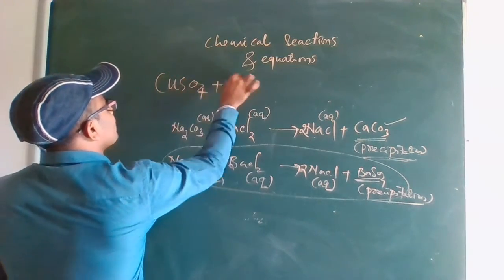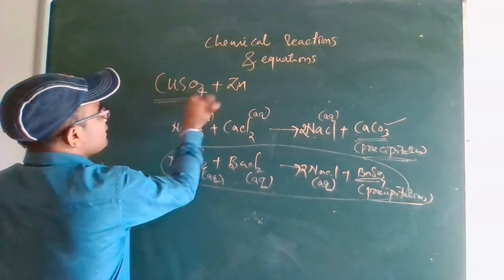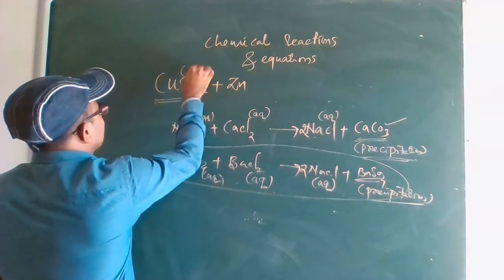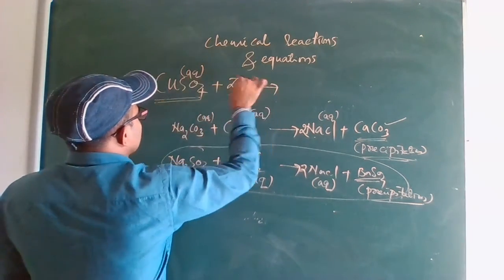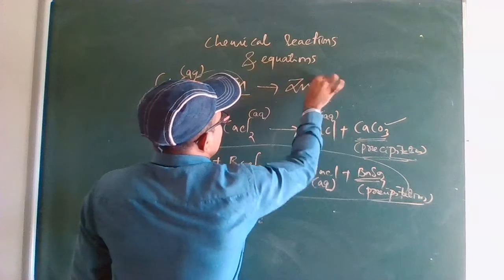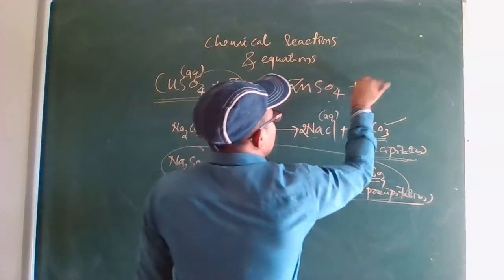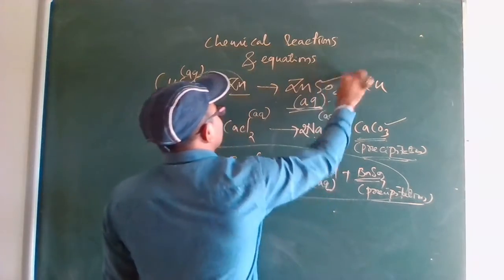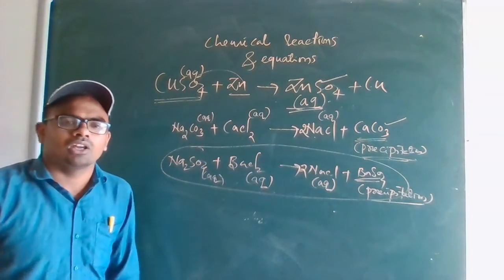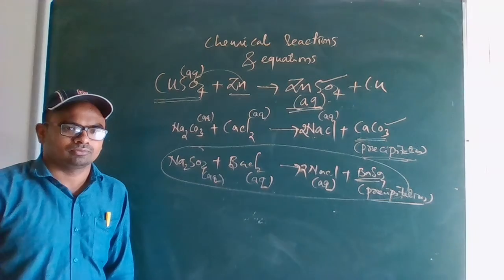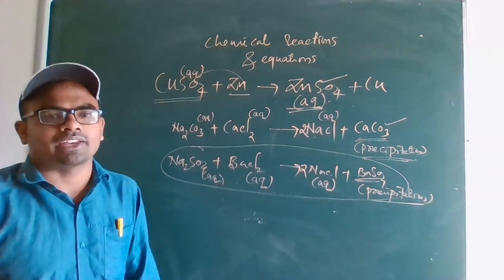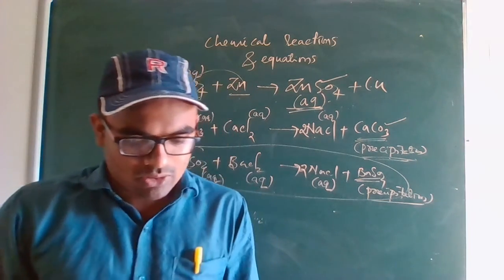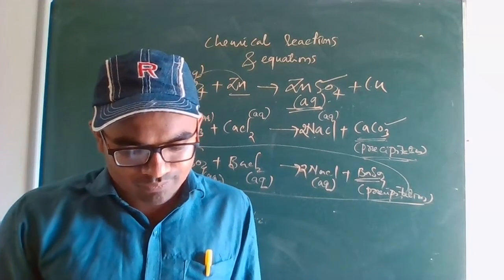CuSO4 plus zinc. So this is a sulfate solution, that means aqueous. This is zinc, it will take this one. ZnSO4 plus Cu. So this is an aqueous solution because it is sulfate. This is an aqueous solution. I hope everything is fine and you all are understanding. So let me go to the next question.